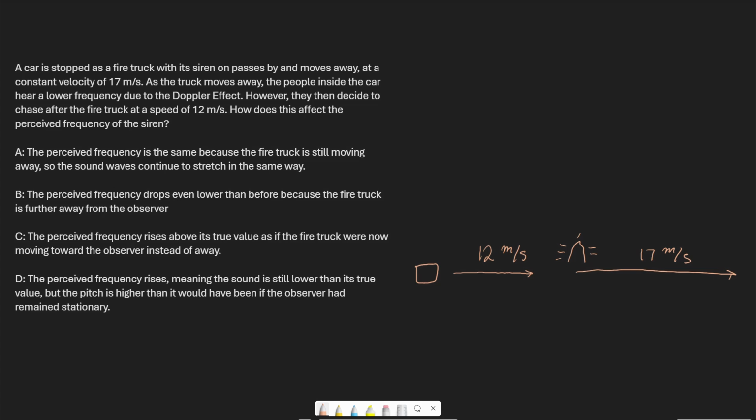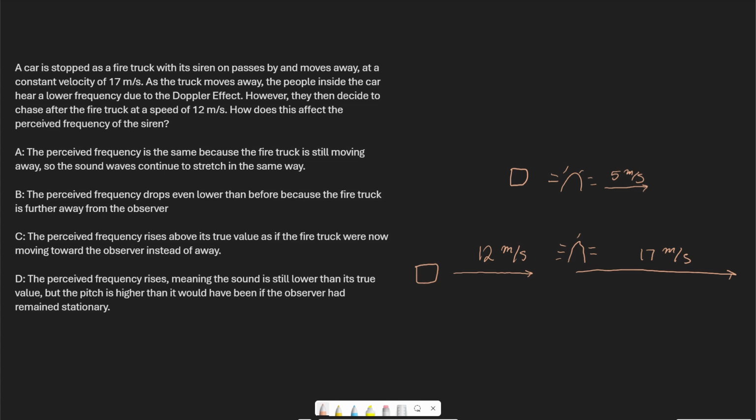The fire truck is still moving at 17 meters per second. So we can think of it in terms of relative velocity, that the fire truck is moving at 5 meters per second this way, right? Or that the distance between us is growing, we could say also, at 5 meters per second relative to the car, right? And so again, this is relative velocity. We're moving 12, the truck's moving 17, and so relatively, the truck is moving 5 meters per second away from us. And so what does that mean for our frequency? I want you to think conceptually in terms of what that means. And I guess we'll go through the answer choices and think about them conceptually.